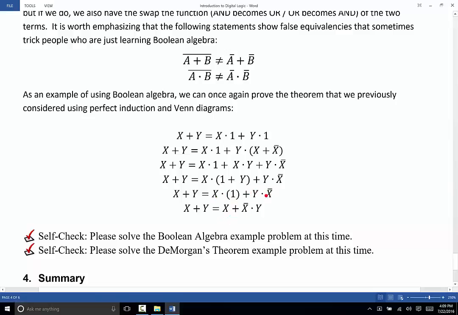I'll use the commutative theorem to flip this one, and all of a sudden, we've proven that that theorem is true. So you now have enough information to solve two more example problems, the Boolean algebra example problem and the DeMorgan's theorem example problem. Once you're done with those, you're ready to come to class tomorrow.